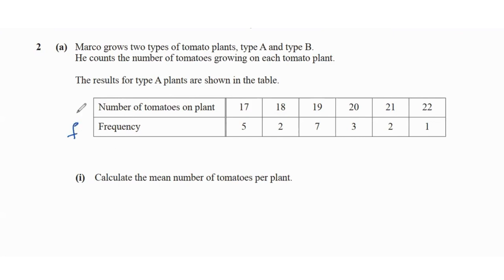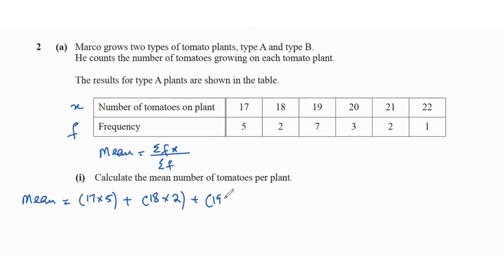So this is your F value, this is your X value. Mean has the formula of sigma Fx over sigma F. So what we'll do is for sigma Fx, we multiply the X value with the corresponding frequency and then add the result to the next one. So we're going to add these products, and that is going to be our numerator.